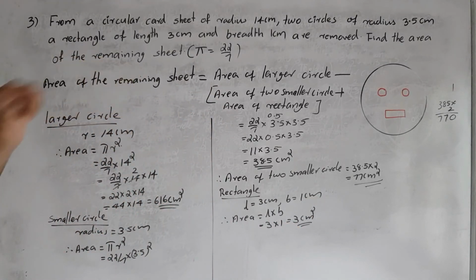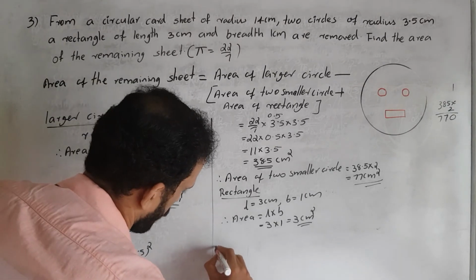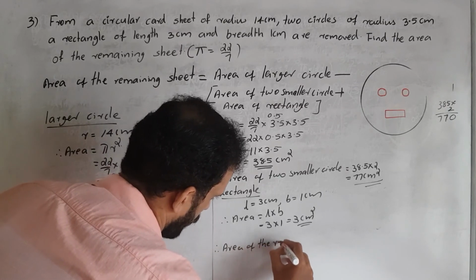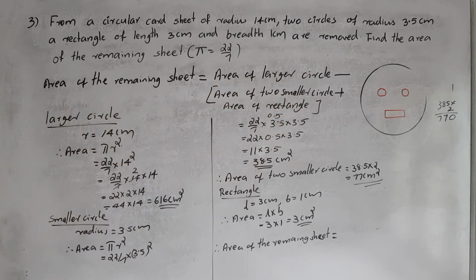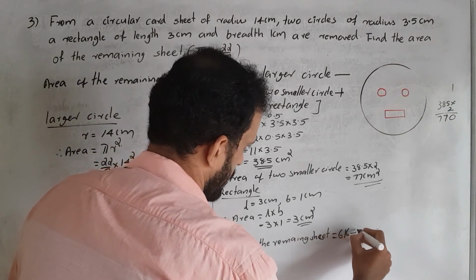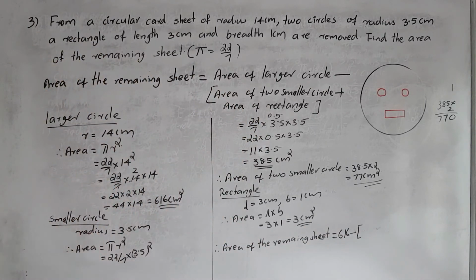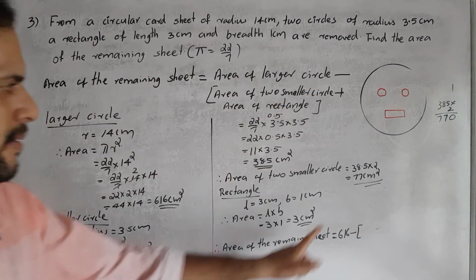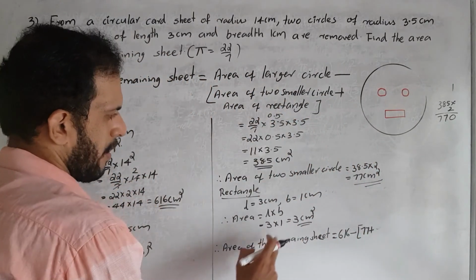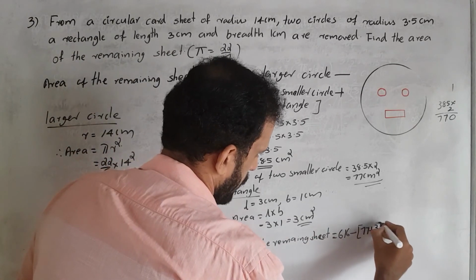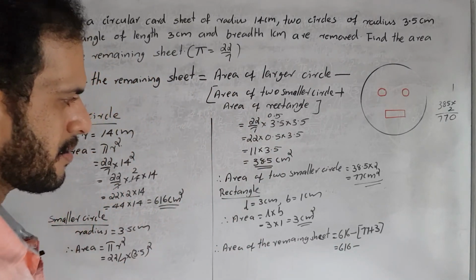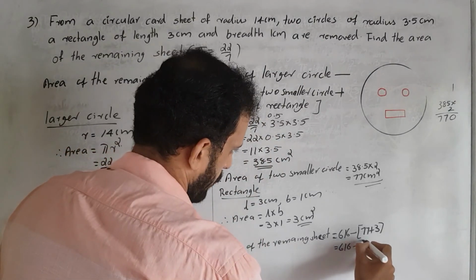Then we are finding the area of the remaining sheet. Therefore, area of the remaining sheet is equal to area of the larger circle. What is that? 616 minus, yes, area of the two smaller circles. What is that? 77. Area of the rectangle is 3. Okay, then 77 plus 3 is, yes, 80.